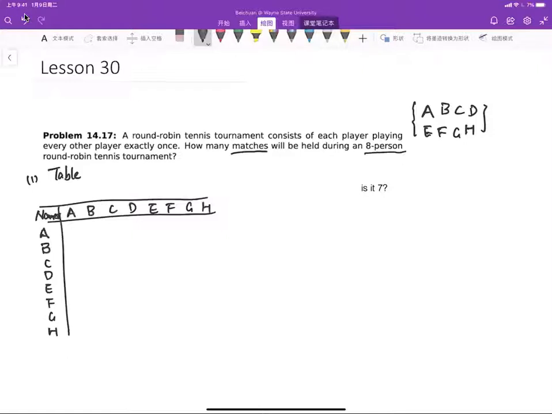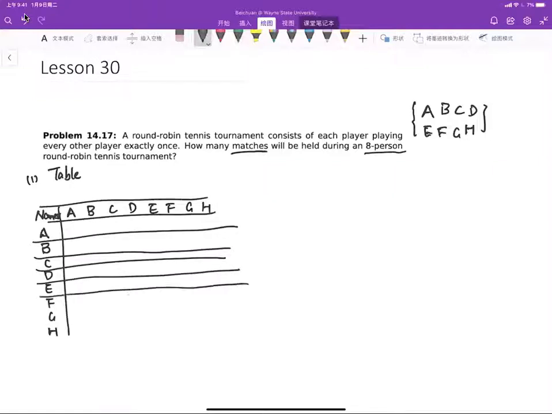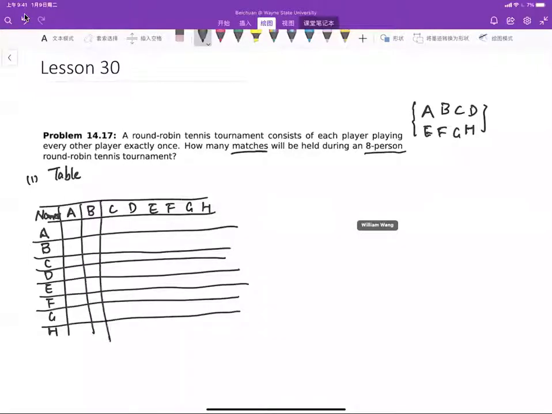Right. And you know that, for example, A and B will play one game, right? So we just put a circle here. Wait, does A plays B, is that technically the same thing as B plays A? You're right. Basically, if A plays a game with B, then that's exactly the same game where B plays with A. Let me complete the table first.